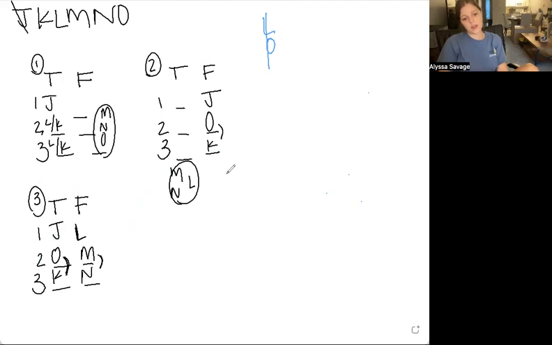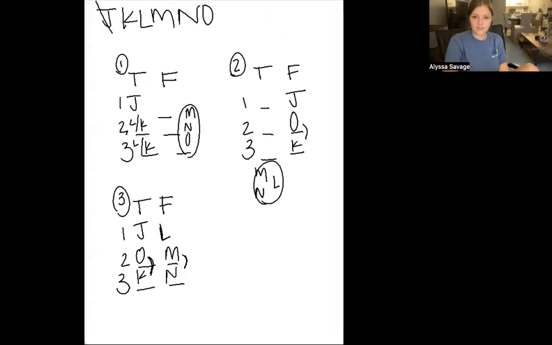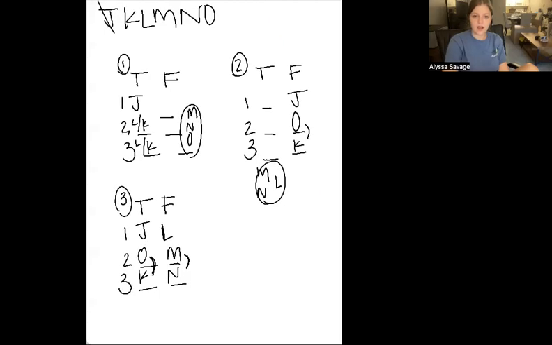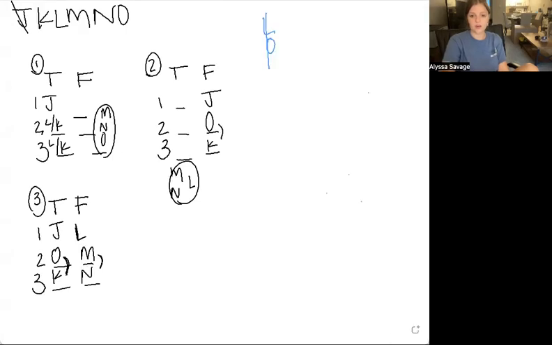D says J and M do not lecture on the same day as each other. That does have to be true. J and M are split up, so we'll keep that one open for now. Answer choice E says K and N do not lecture on the same day together. That also has to be true. K and N are separated from one another, so now we're at least between A, D, and E.